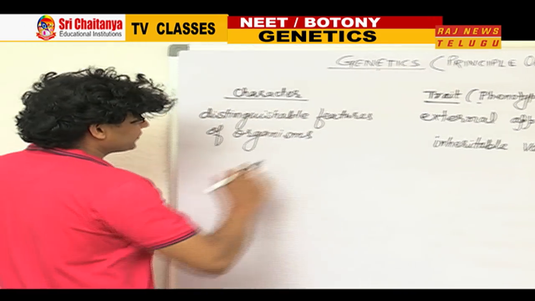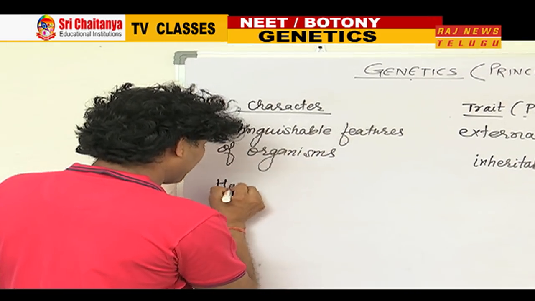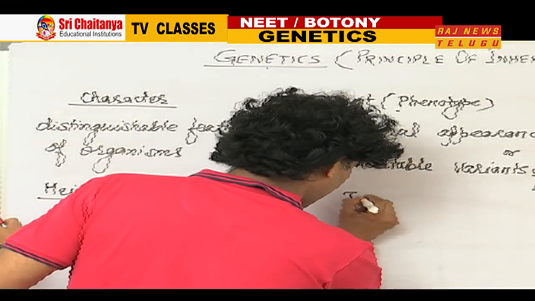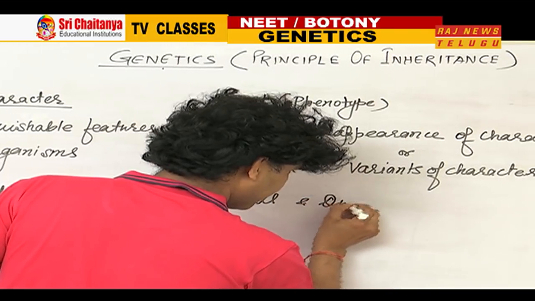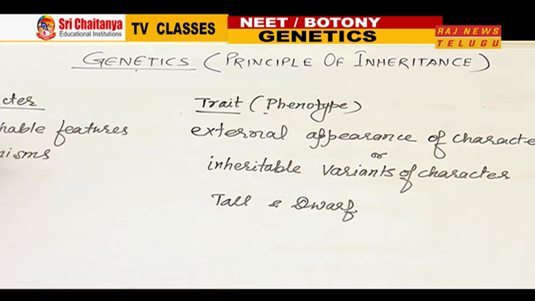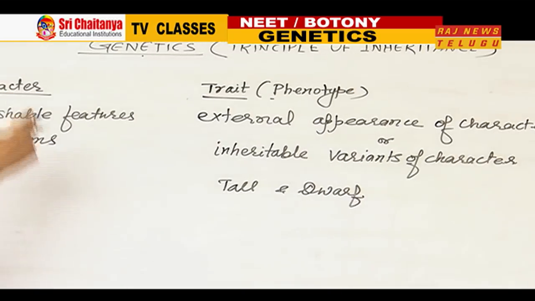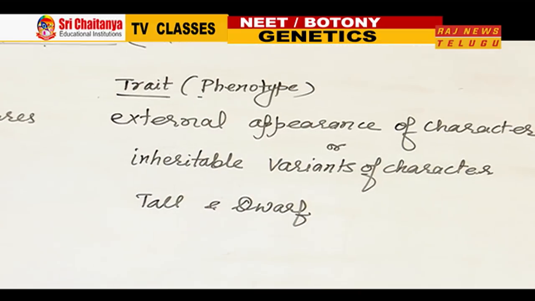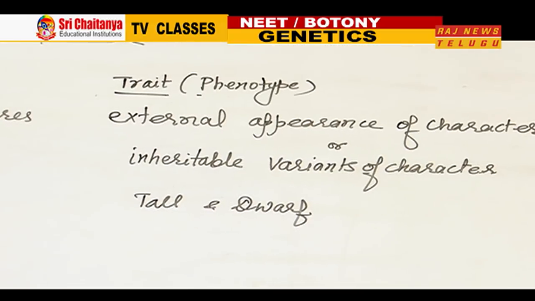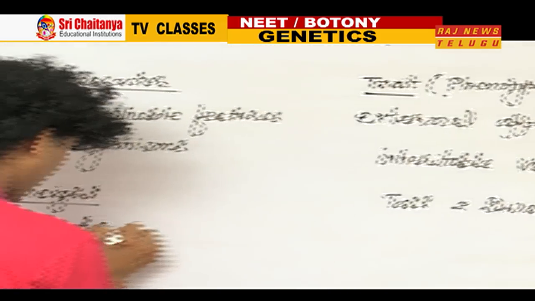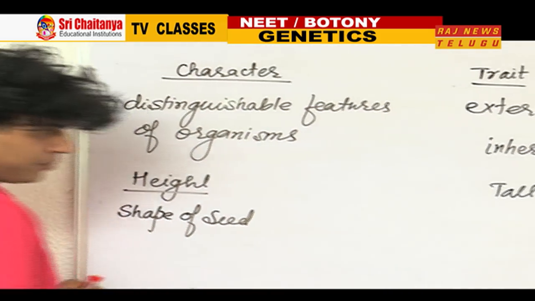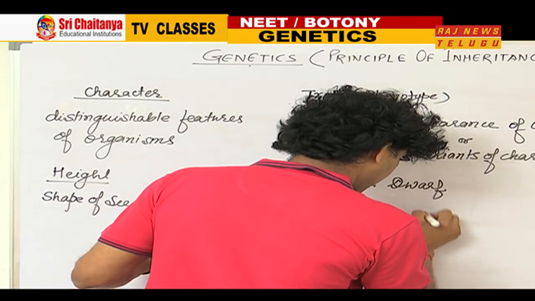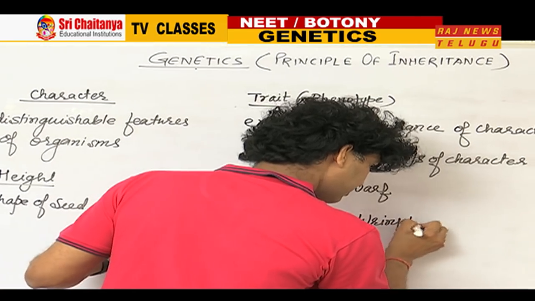So you just remember that the height of the plant is a character, but to be tall or dwarf is a feature. Tall and dwarfness are the two inheritable variants or distinguishable forms, meaning phenotype or trait. Similarly, shape of seed is a character, but to be round and wrinkled is the trait.